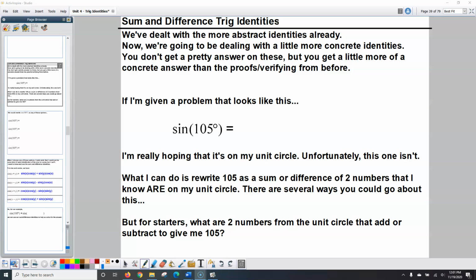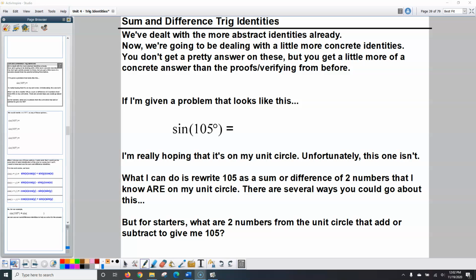Sum and difference trig identities. We've dealt with this before. We've done things like sine of 60 degrees or cosine of 225 degrees. Cosine is the x value, sine is the y value.